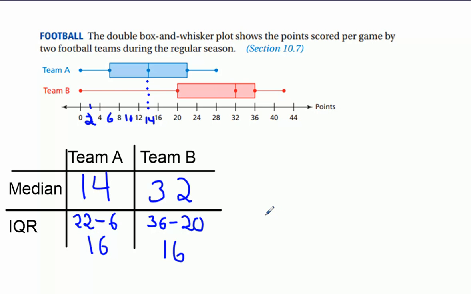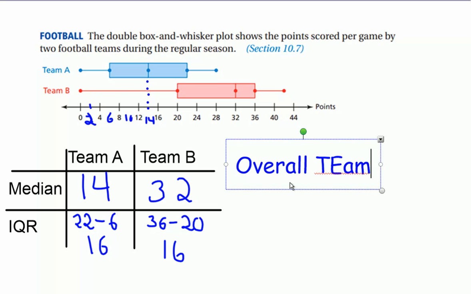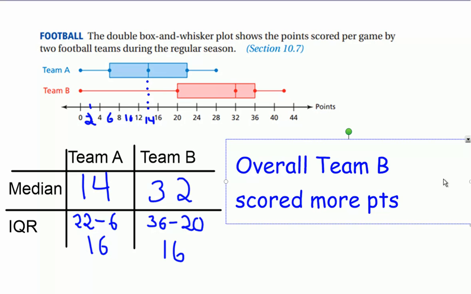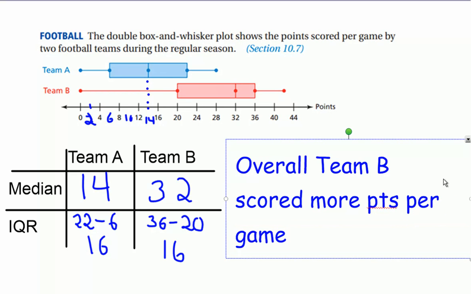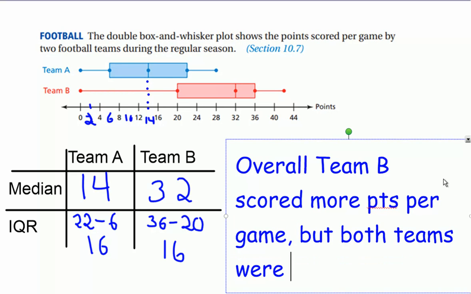Okay, double checking my math real quick, making sure I got the right answers. Okay, so now, my sentence. Overall, Team B, what did they do? They had more what? And again, here's my label. I can go back and read. Talking about points scored per game. So overall, Team B scored more points per game, but both teams were equally varied.